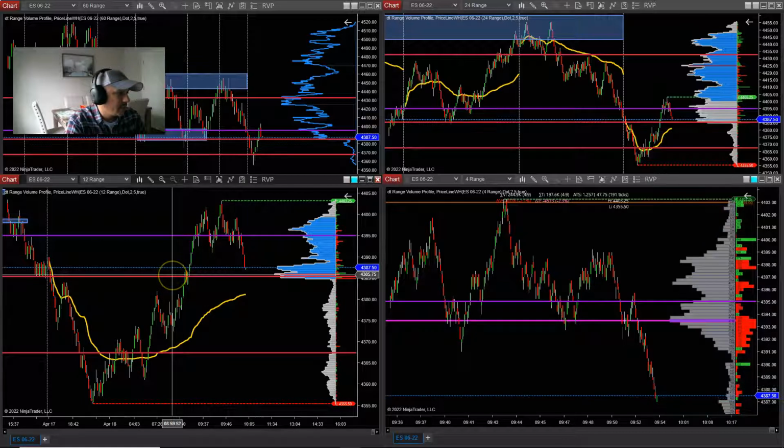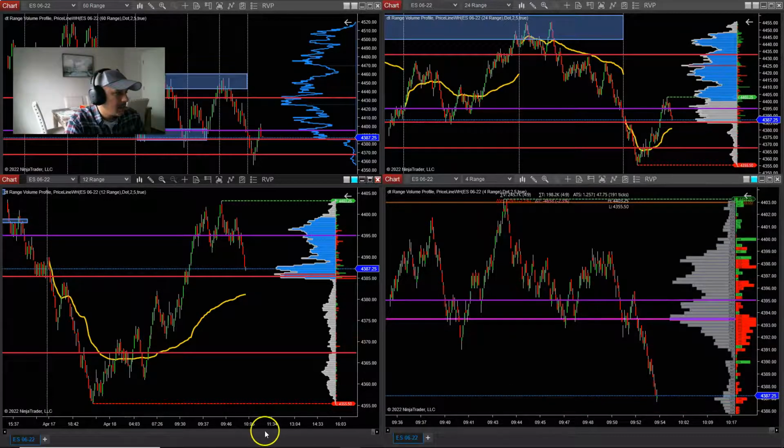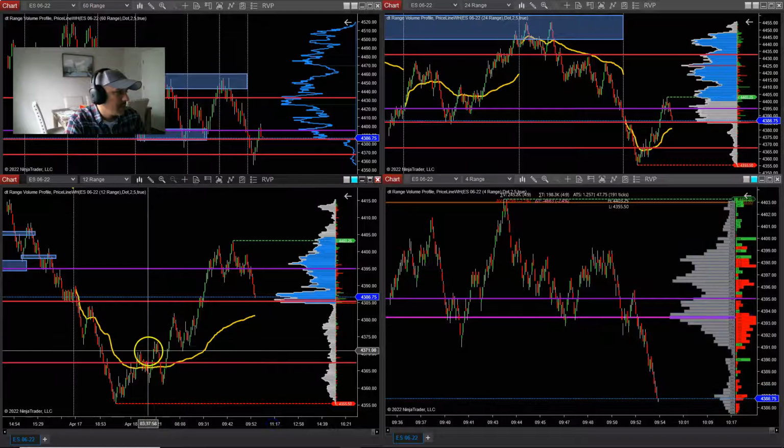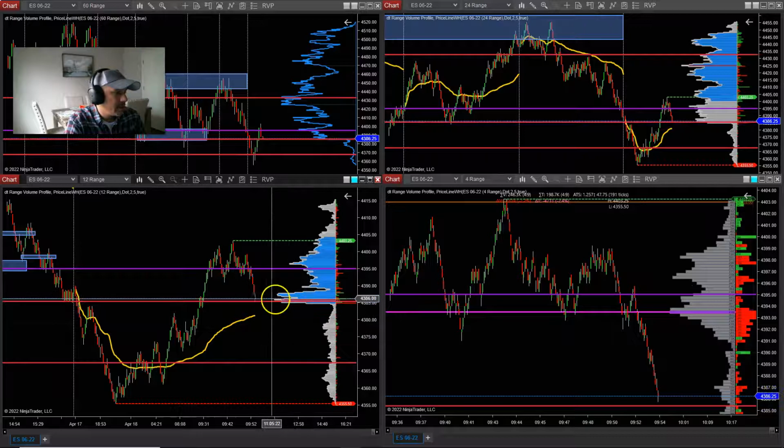Maybe here we can get a bounce. Let's see. All right, it's breaking structure to the upside. So we're making these small higher highs and higher lows. This could be a pullback to this area right here. We're at a high volume area, so we're tapping into that area now. So let's see if there's going to be some rejection in this area.